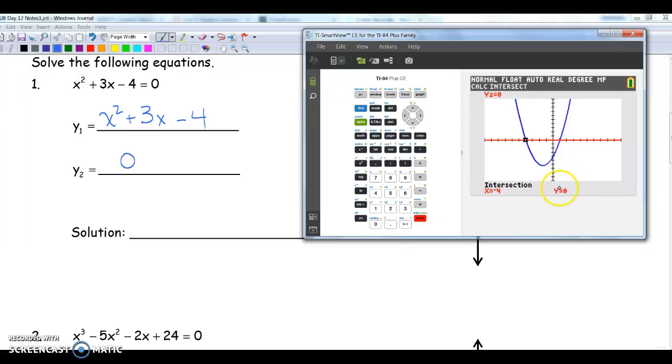If your y doesn't have 0 and it has something like an e in it, some crazy numbers with an e in it, that means 0. So don't ever write e on your quiz or your test. If you have negative 4 point a bunch of zeros after it, it's negative 4. If you have negative 3.99999, it's negative 4. So you should have got negative 4, 0.